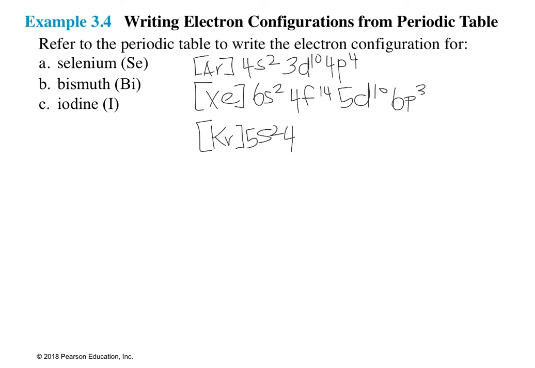5s2, 4d10, and then 5p6. It is 5p5. Oh, that's right. 5p5 for iodine. Okay.